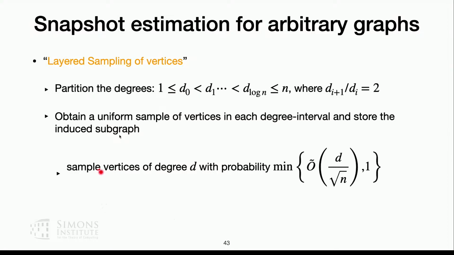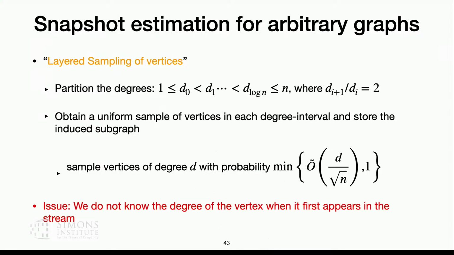So the idea is that we want to sample, let's say, vertices of degree d with probability d over square root of n. So for vertices with degree higher than square root of n, you just basically end up storing all of them. And for other vertices, it's d over square root of n. You can check that this still makes sure that the space is only upper bounded by square root of n, up to log factors.